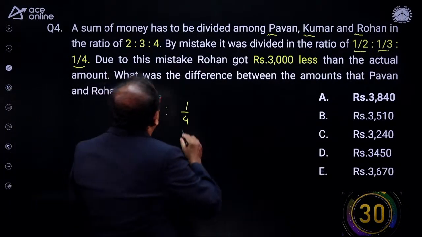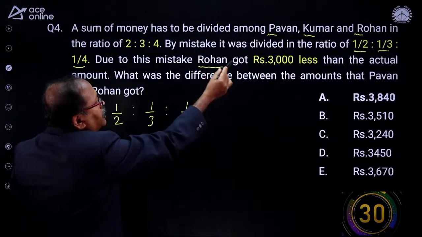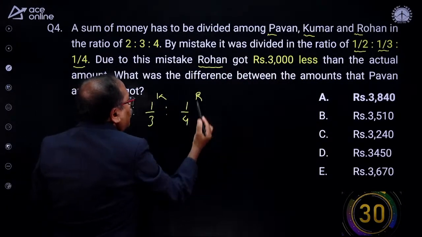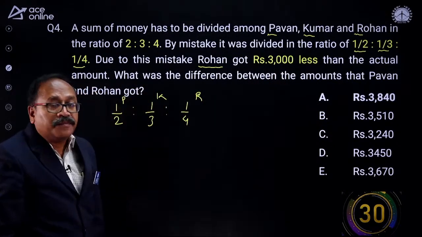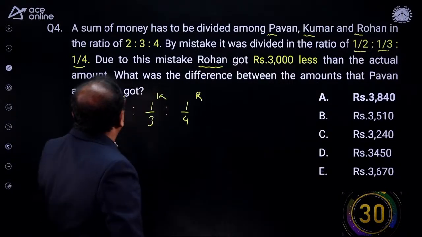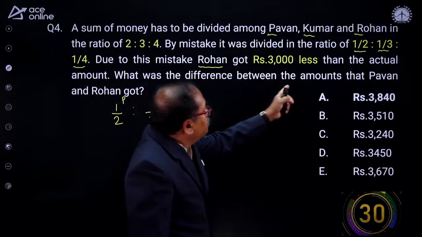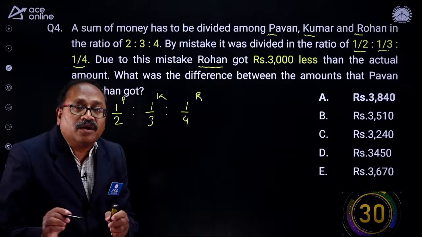Okay. And Rohan, where is Rohan? P, K and R. So this is P, this is K and this is R. Rohan got 3,000 less because of this mistake. Okay. Then the actual amount he is supposed to receive. So what was the difference between the amount that Pawan and Rohan got?